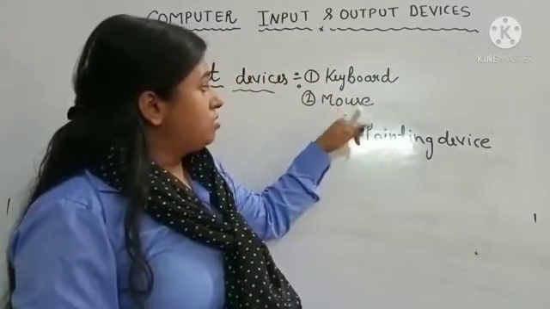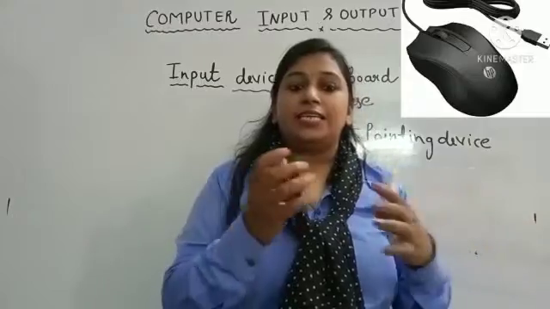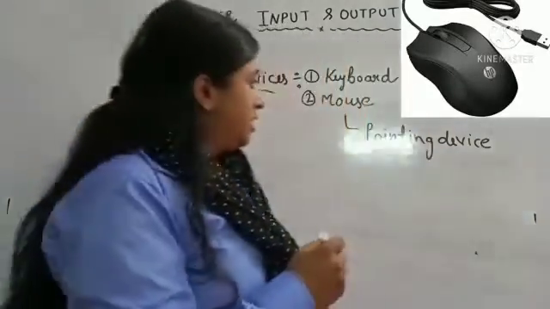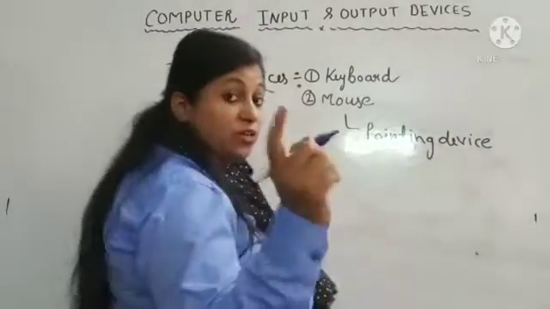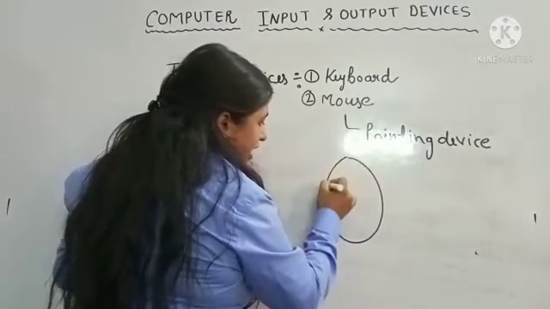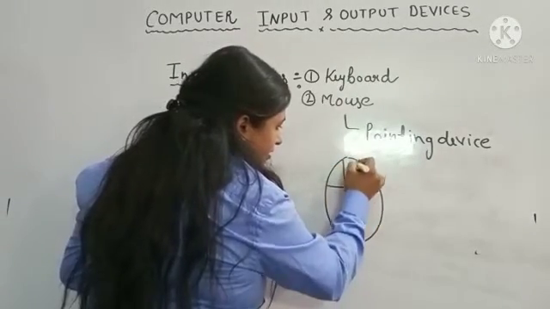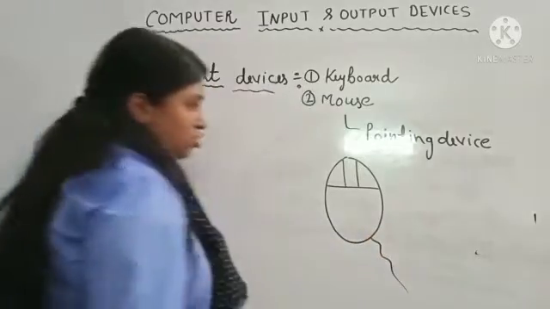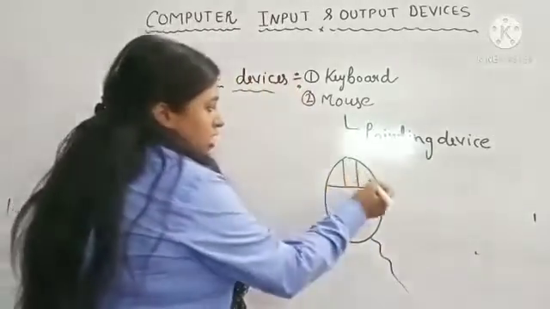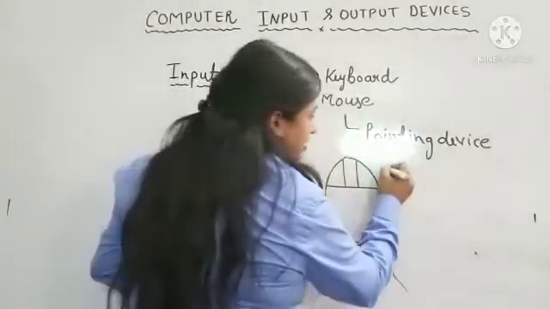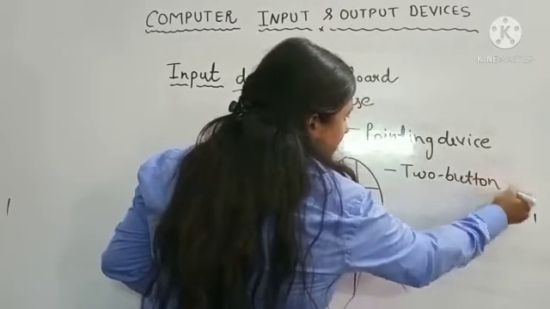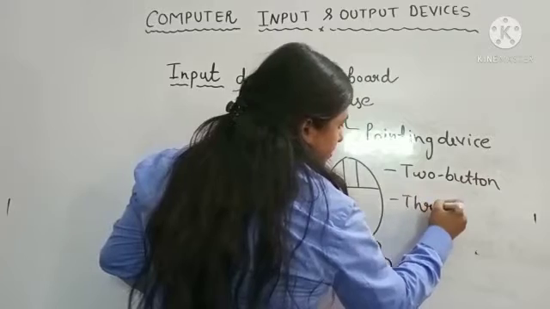So basically, a mouse is a pointing device, and it is used for pointing at something on a screen, right? If I am talking about the structure of the mouse, like this, everyone can see it. This is a computer mouse, right? A mouse may have 2 buttons, or it may be a 3 button mouse.